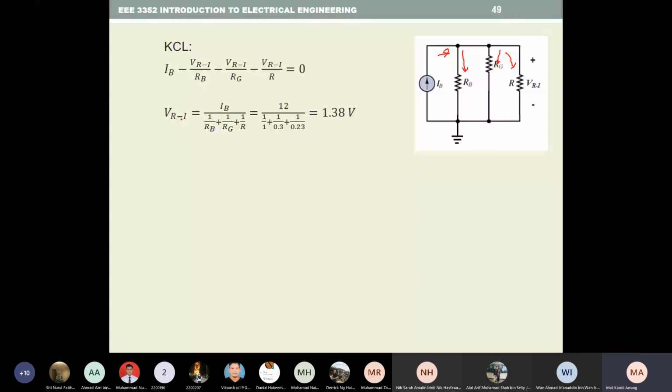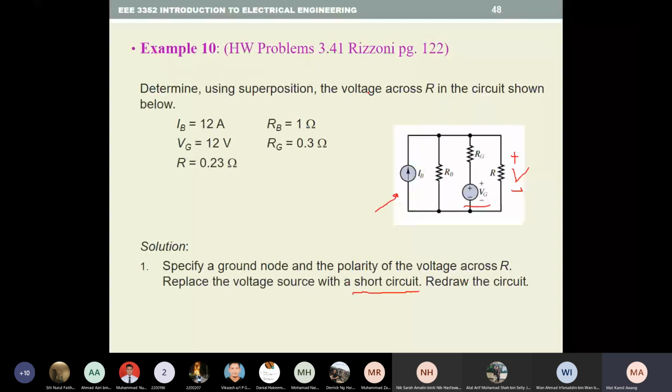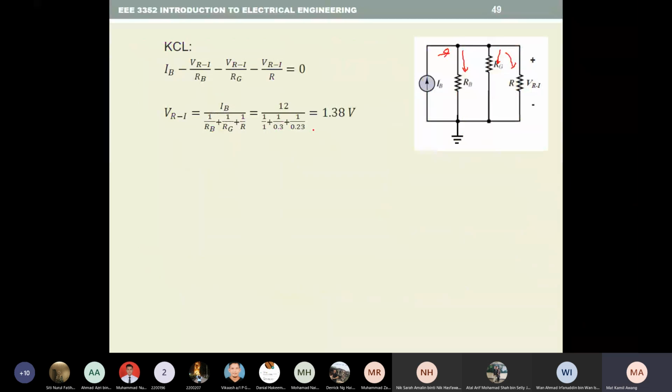And you substitute the values. IB was given just now: IB is 12 amps, RB is 1 ohm, RG is 0.3, VG is 12, R is 0.23 ohms. So you substitute all the values, you get VR is equal to 1.38 volts. That is only the contribution from the current source.